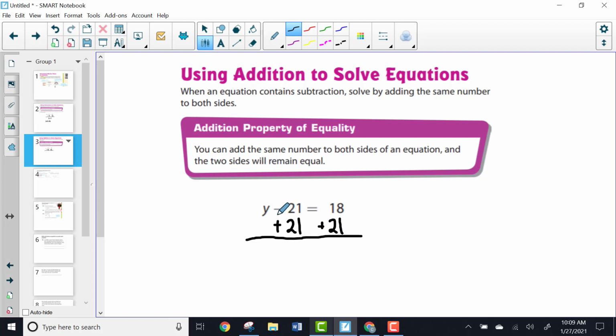Think about combining negative 21 and positive 21. That eliminates the 21 altogether. So now we're left with y. Drop down our equal sign. 1 and 8 is 9. 1 and 2 is 3, so 39. So we can see that y equals 39. In other words, the solution of this problem is 39. So when we plug in 39 for our variable, that will give us the correct value of y.